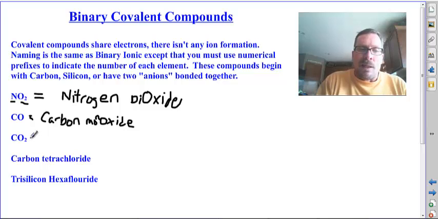I think you can look at this one and get the idea. Again, it's carbon. I do not have to write the numerical prefix to indicate I only have 1, only because it's the first element, so I do not have to say mono. For the oxygen, which is oxide, I have 2 of them. I always have to use the prefix on the second element.